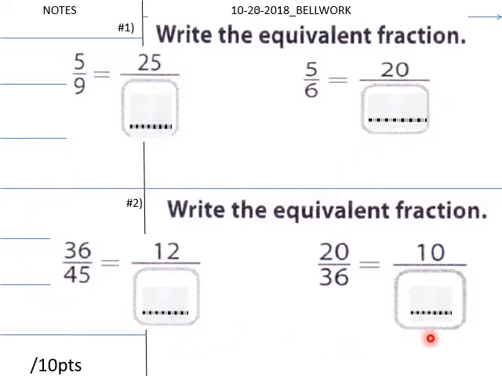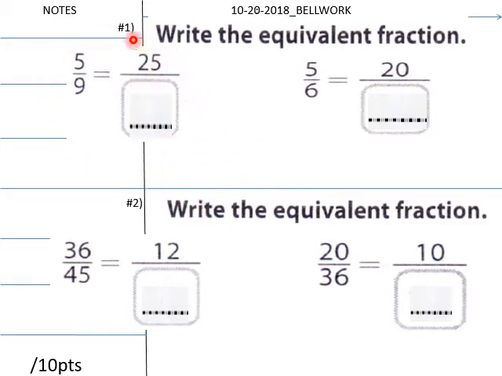Homeschoolers, here's your warm-up. Write the equivalent fractions. We have 25 up here. What did we do to our numerator to get 25? Same thing here, same thing here. What we did to our numerator, we have to do to our denominator.